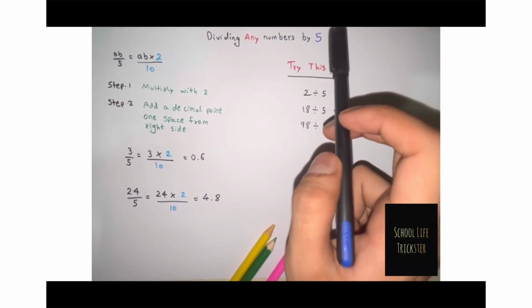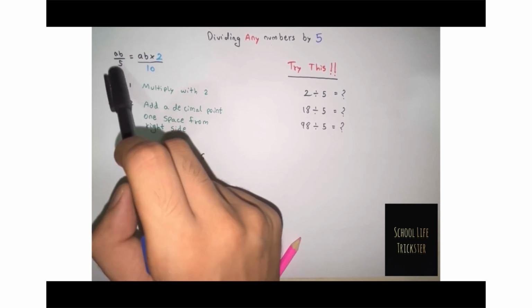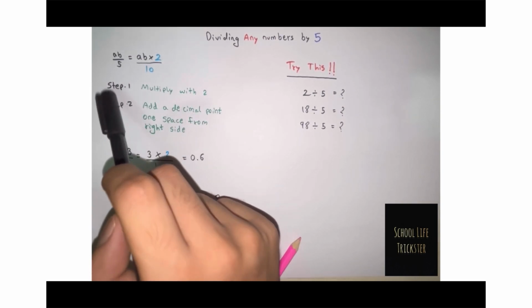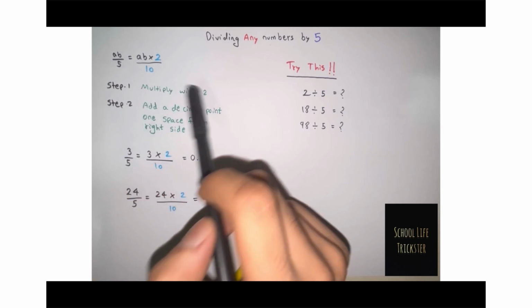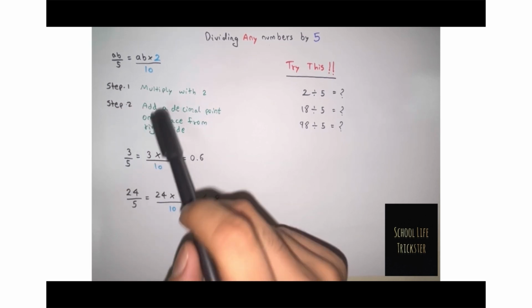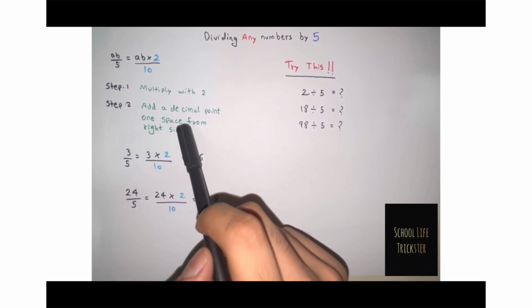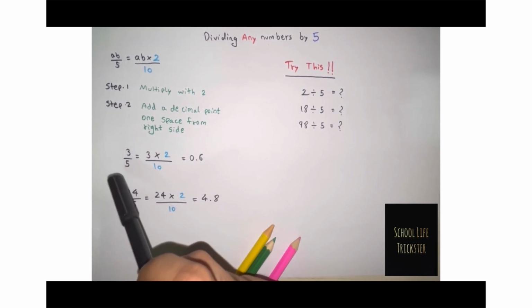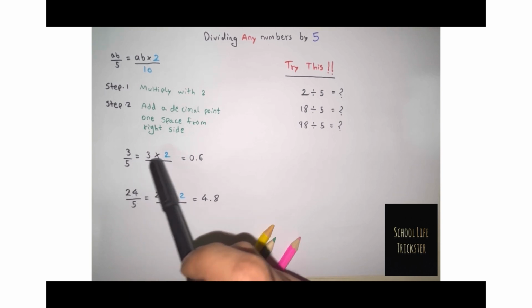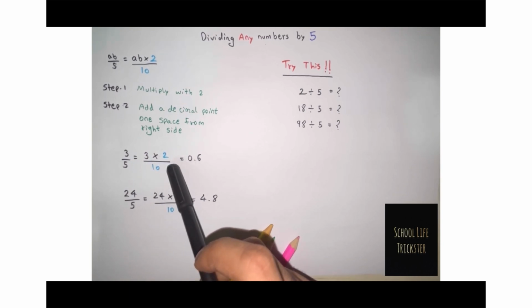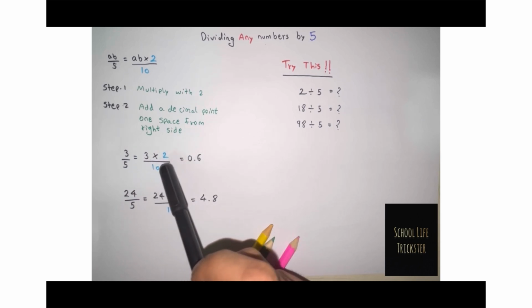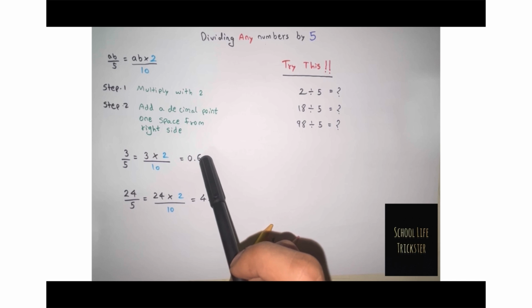Dividing any numbers by 5. AB divided by 5 equals AB into 2 divided by 10. That is, in the first step multiply by 2, and in the second step add a decimal point 1 space from the right side. Let's see an example. 3 divided by 5 equals 3 into 2 divided by 10. That is, 3 into 2 is 6, and we add a decimal point from the right side, that is 0.6.